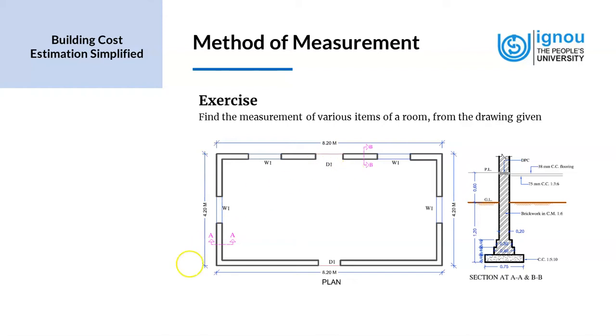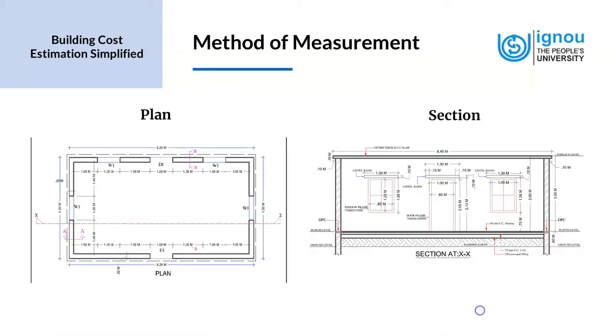Further, we have taken sections at AA and BB. The sections at AA and BB are shown here. They represent the cross-section of the wall up till the foundation of this room. So we have a detailed drawing of the plan of the room and the section of the room. We have the section taken at about the middle of the room, and the section XX is given on the right side.